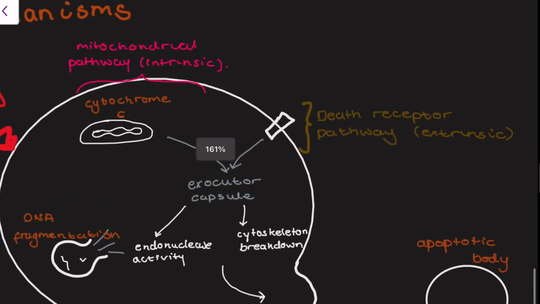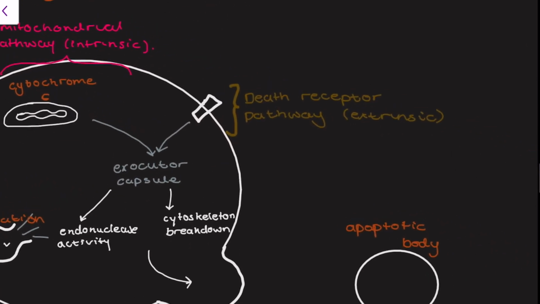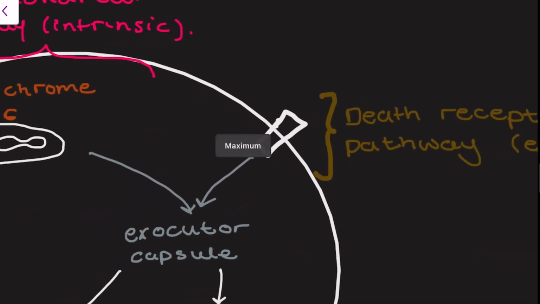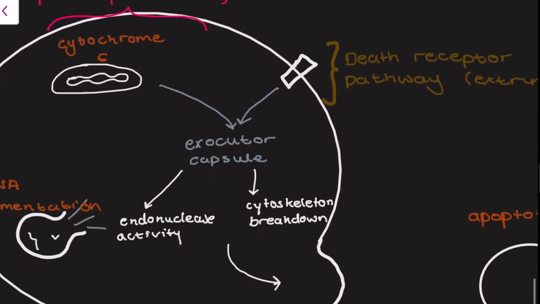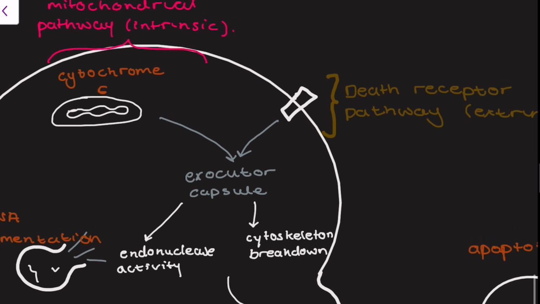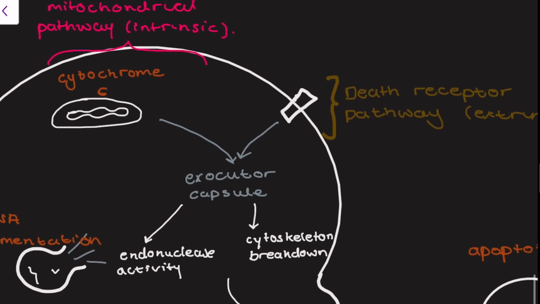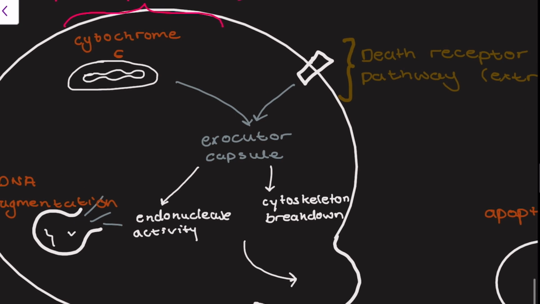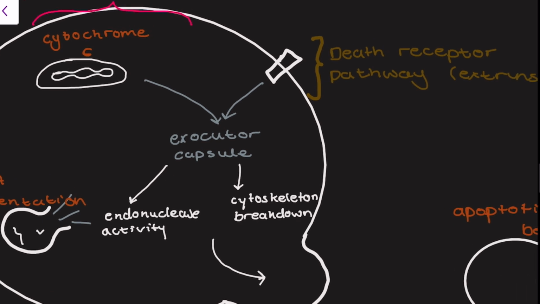This can be seen sort of here. So you have your death receptor in the membrane. Ligand comes along, binds to it, activates it. This induces a complex called the death-inducing signaling complex, which then activates caspase, which causes endonuclease activity, leading to DNA fragmentation and cytoskeleton breakdown.